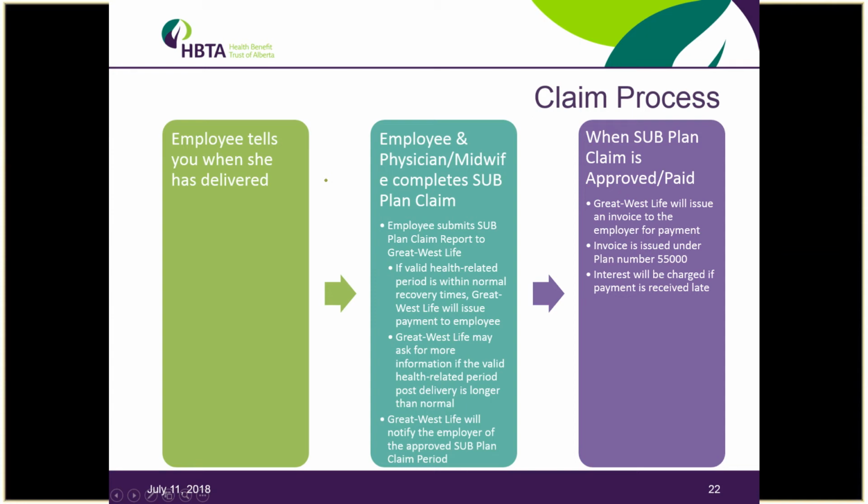When Great West Life approves or pays a subplan claim form, they're going to issue an invoice to the employer for payment. Of course, it's issued under plan number 55,000. And just as a note, if it's paid late, Great West Life is going to charge some interest. Again, knowing when the valid health-related period is going to end is important, and we need Great West Life to tell our employers that ahead of time, because of course you're going to be looking at benefit plan premium cost share changes.